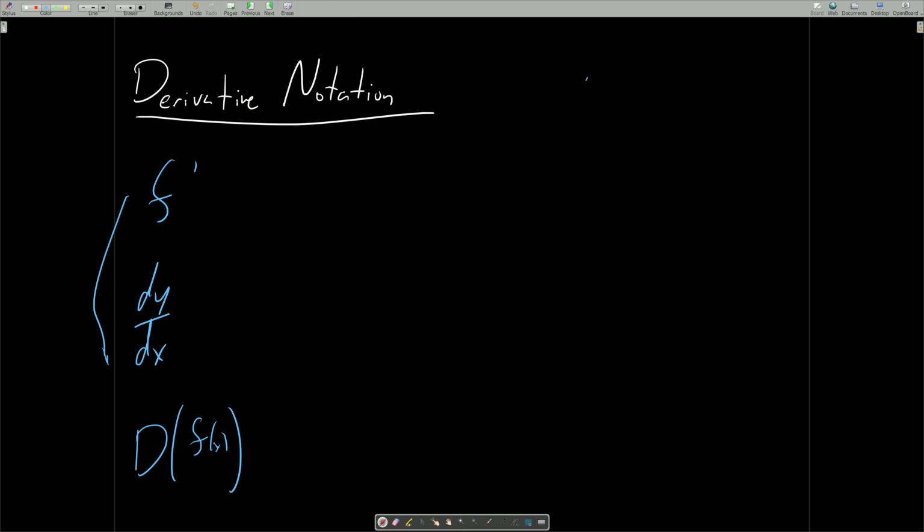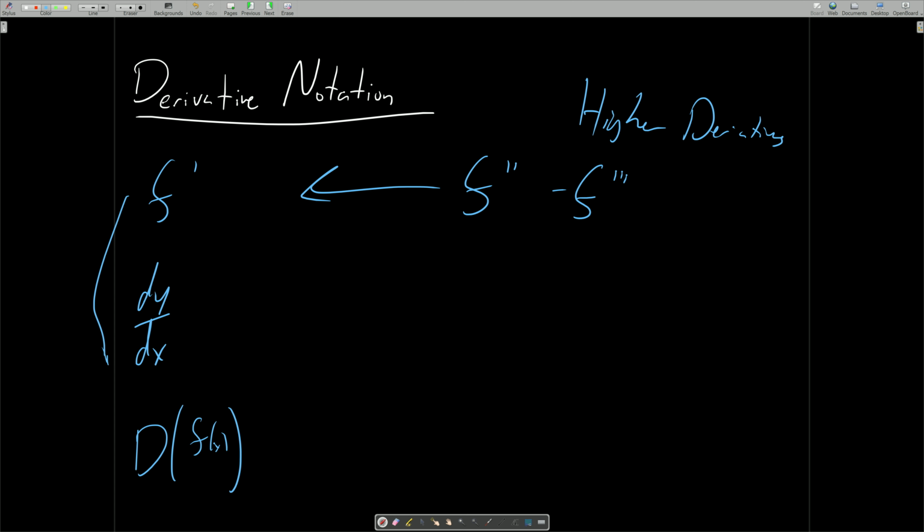You may also find higher order derivatives, like f double prime, f triple prime. So f double prime is just the derivative of f prime. F triple prime is the derivative of f double prime, and so on. Same thing for the dy over dx. You get d squared y over dx squared, or d cubed y over dx cubed. This is like taking the derivative of something over and over again.